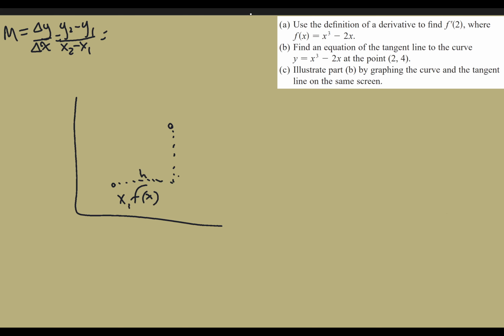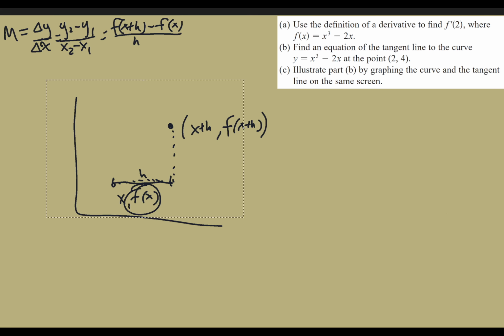We can define this distance as h horizontally, so we'll say that this travels x plus h. That's the x value for this one. And the y value would be x plus h put into the function, so it's f of x plus h. Okay, so far so good. So y2 becomes f of x plus h, and y1 just becomes f of x. That's this guy here. And we're going to divide this, once you simplify x plus h minus x, you get h on the bottom. So here's our definition of derivative.